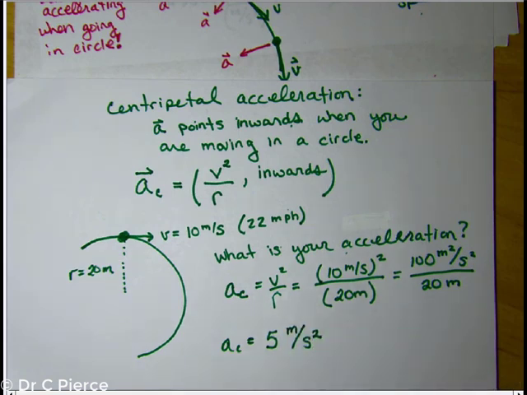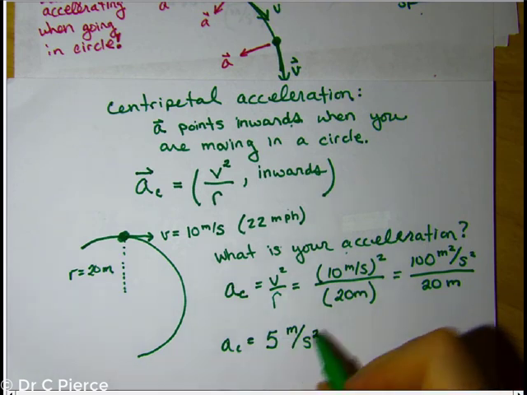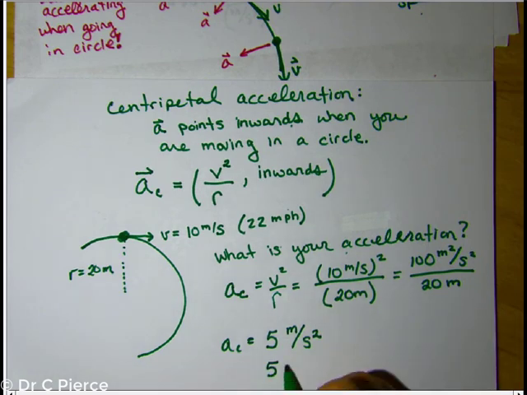But if the question just says, what is your acceleration? It's implying the full acceleration, as in it needs a magnitude and it needs a direction. So in this case, you can just say inwards. So for your final answer, 5 meters per second squared inwards.